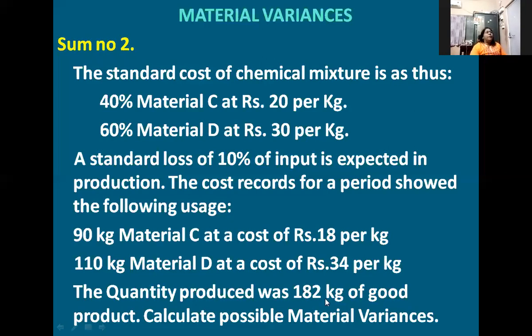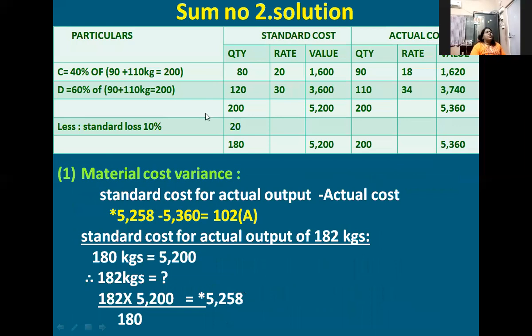Now look at that, how we can proceed with this problem. I prepared a table here with particulars, standard cost and actual cost. Under the standard cost I mentioned quantity, rate and value. I have similar columns under actual cost. Look at the calculation, how I made it.